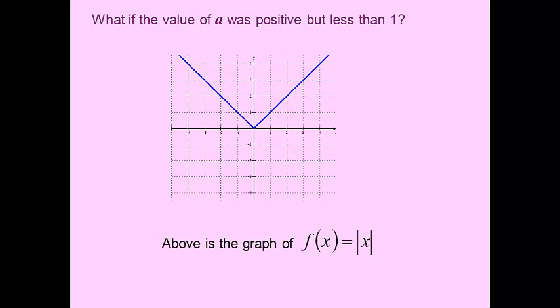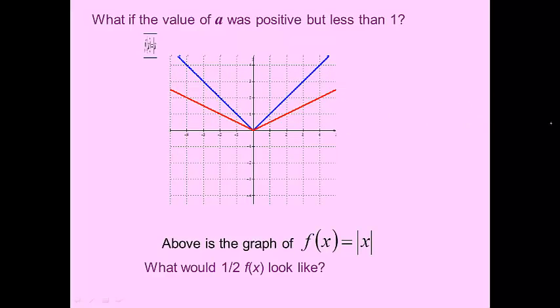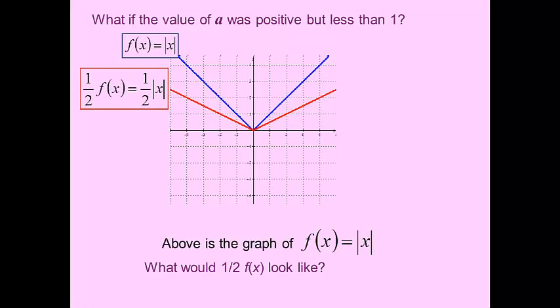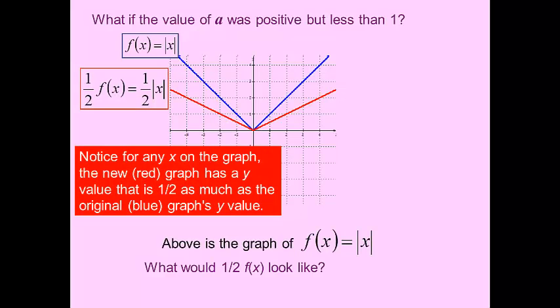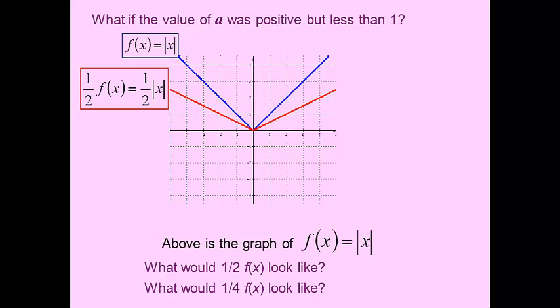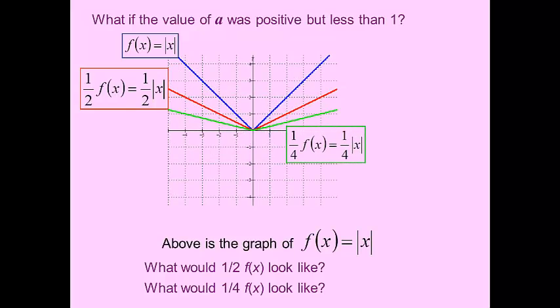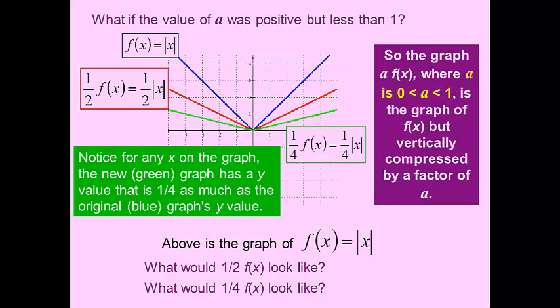Now what happens if a was positive but less than 1? So we've got something between 0 and 1. If we multiplied by a half, at 1 instead of going up 1, we would only go up half as far. We can see what that would do to the function. Each value is half as much as the original y value. If we had 1/4, we'd only go 1/4 as far. So if a is between 0 and 1, it is vertically compressed by a factor of a.